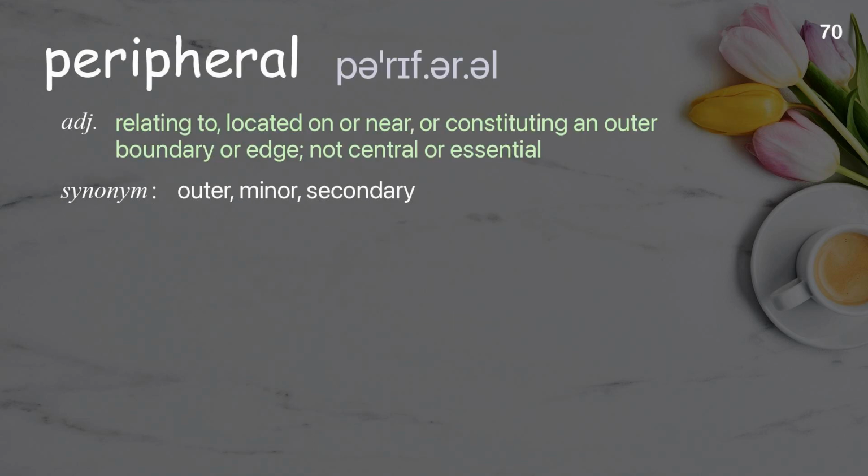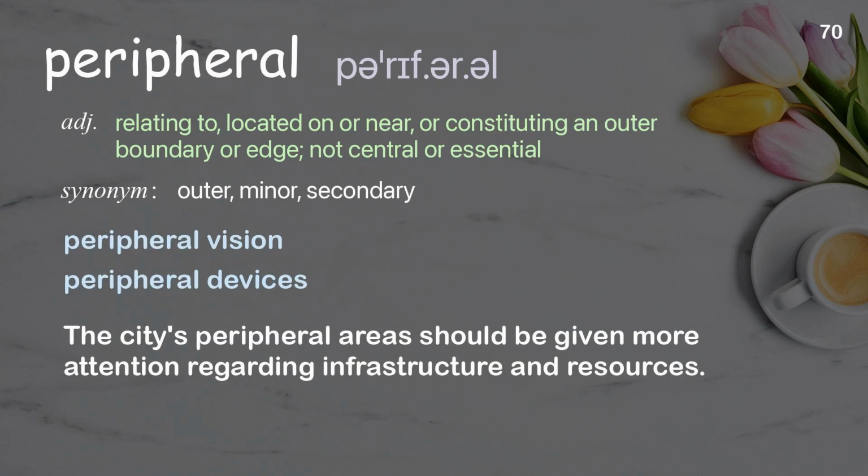Peripheral. Relating to, located on or near, or constituting an outer boundary or edge, not central or essential. Examples: peripheral vision, peripheral devices. The city's peripheral areas should be given more attention regarding infrastructure and resources.